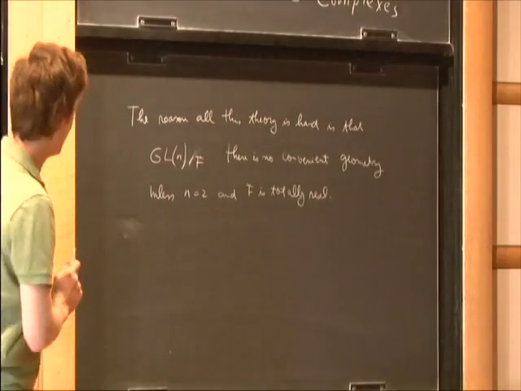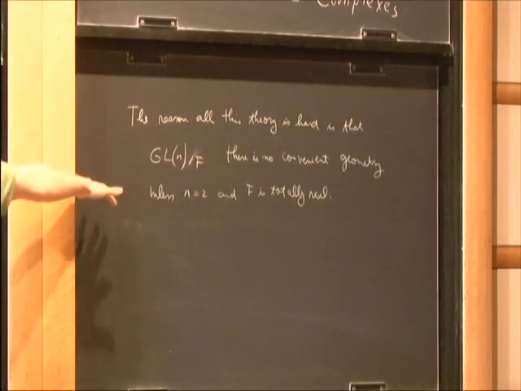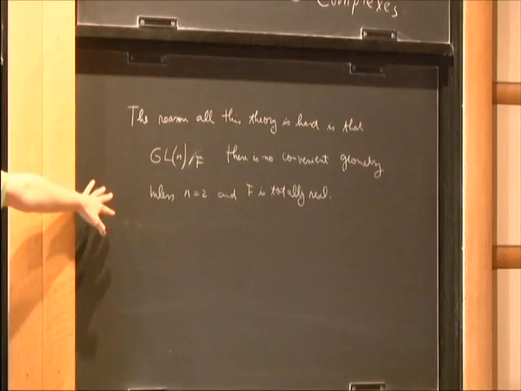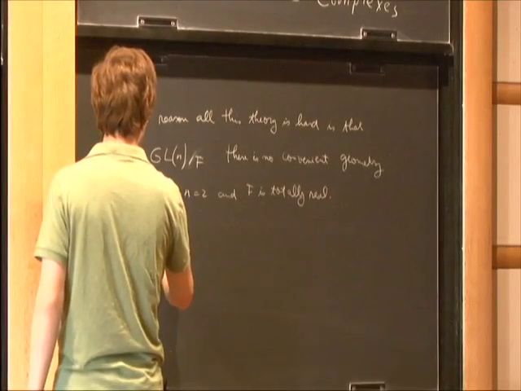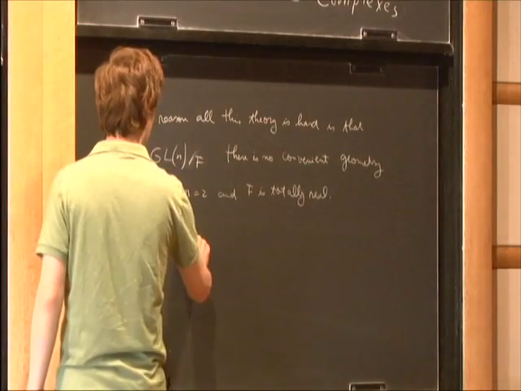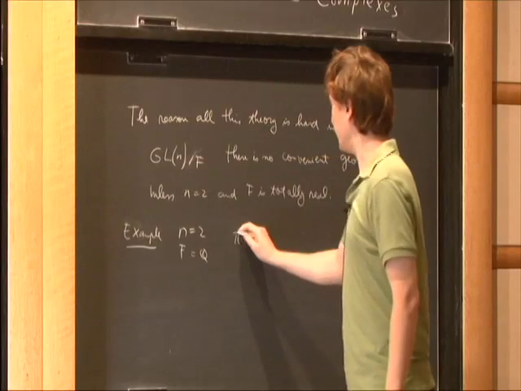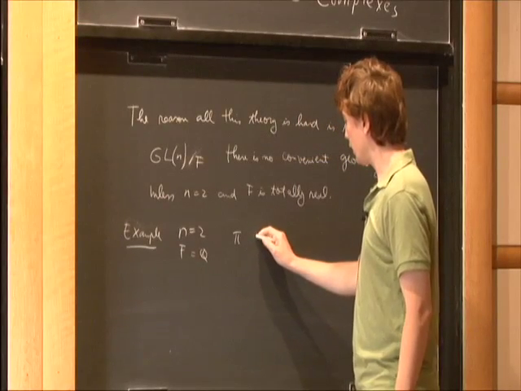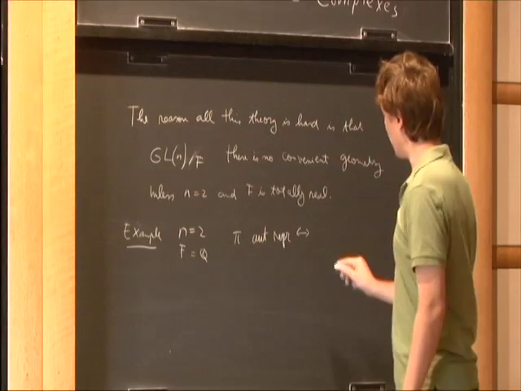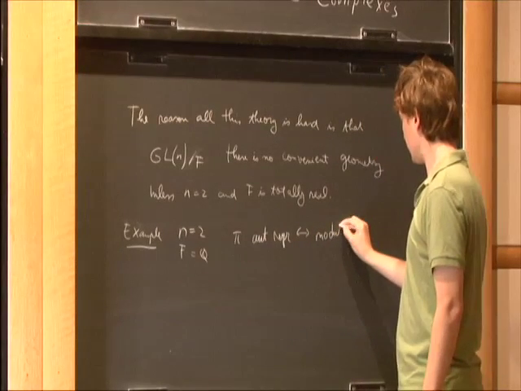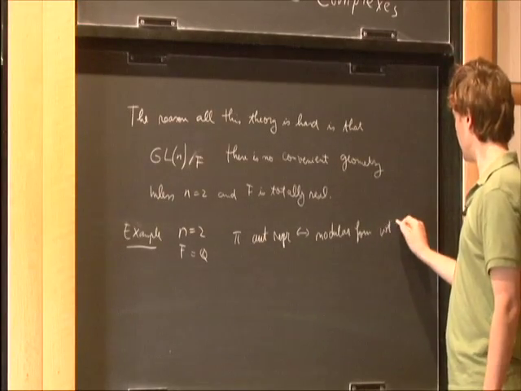Well, rather than giving you an idea of why it's hard, let me give you an idea of why it's not hard when n is 2 and f is Q, for example. N is 2, f is Q. And let's say that pi is the automorphic representation associated to a classical modular form of weight 2.